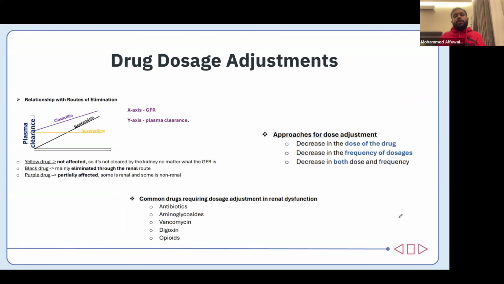Now, drug dosage adjustments. This is a pharma lecture, which is very simple, and you'll usually get questions on one of these three. Basically, in the case of chronic kidney disease or renal impairment, you need to be very careful with the medications you're giving the patient. Anything that is nephrotoxic and altered in renal dysfunction, you need to be careful of. A common drug is gentamicin, an aminoglycoside. You need to be very careful with it because, if you see this black line, it's mainly cleared through the renal route, not through any other sources of excretion.